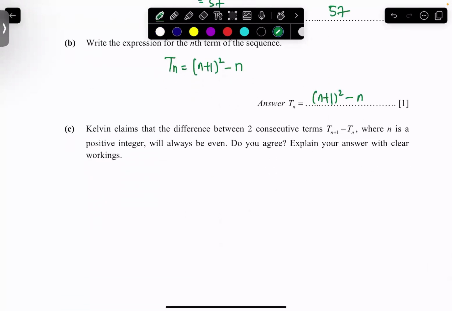Kelvin claims that the difference between two consecutive terms, Tn plus 1 minus Tn, where n is a positive integer, will always be even. Do you agree? Explain your answer with clear workings. So now the pattern is, let me change the formula a little bit. Instead of Tn, I say Tk. Tk equals k plus 1 squared minus k. It's essentially the same formula, just that I replace the n with k.